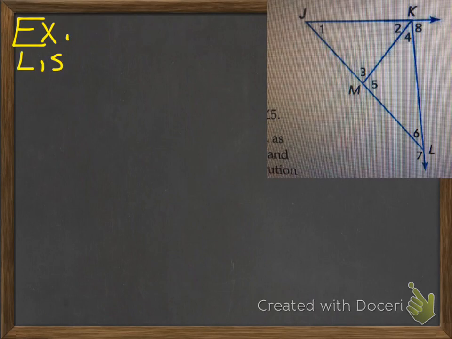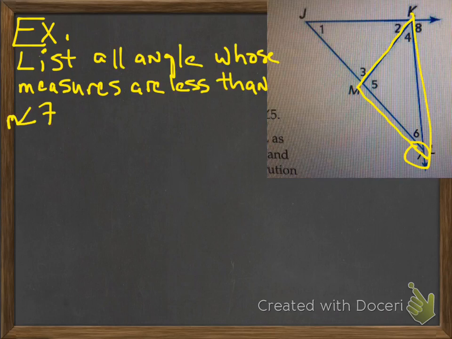I want to find all of the angle measures that are greater than 7. Oops, went a little too far there. Okay, so notice that 7 is an exterior angle. So, if 7 is, that are less than 7. I said greater than, didn't I? Never mind, let's try that again. List all the angles, not angle, but angles, whose measures are less than 7.